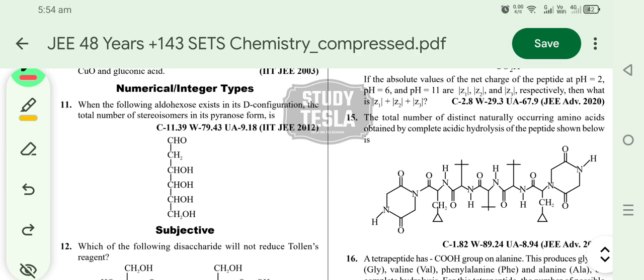The total number of stereoisomers for this pyranose: this compound has 1, 2, 3 chiral centers, and 2 power 3 gives a total of 8 isomers.